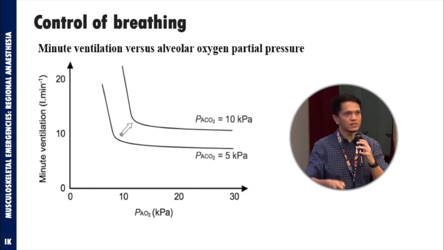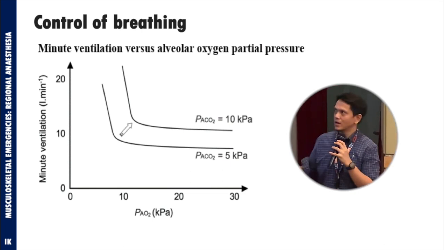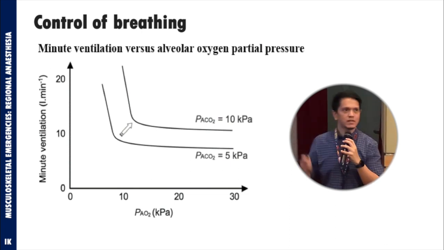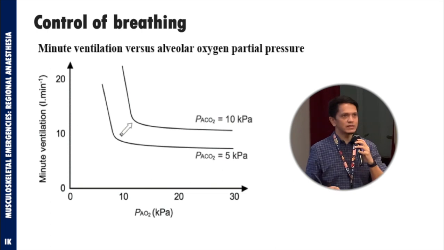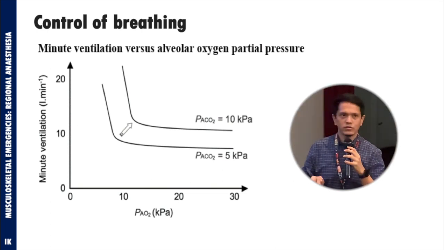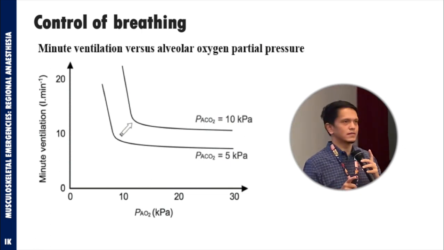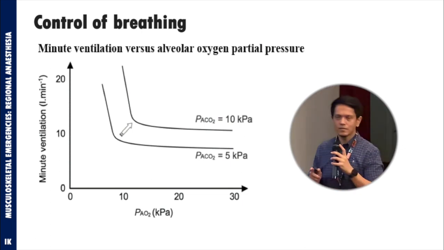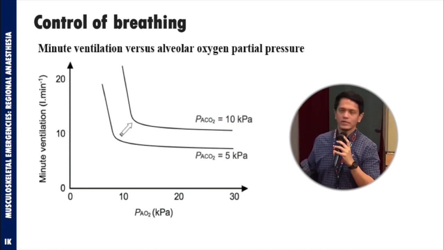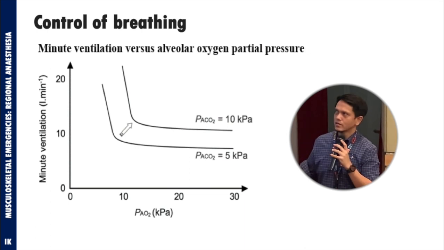Not like CO2, which is linear. But once PaO2 drops below 60, minute ventilation increases. So the respiratory center is only stimulated once PaO2 drops below 60. Okay? So this second graph is to show you that there is a synergism. If CO2 is normal, at 60 minute ventilation increases.